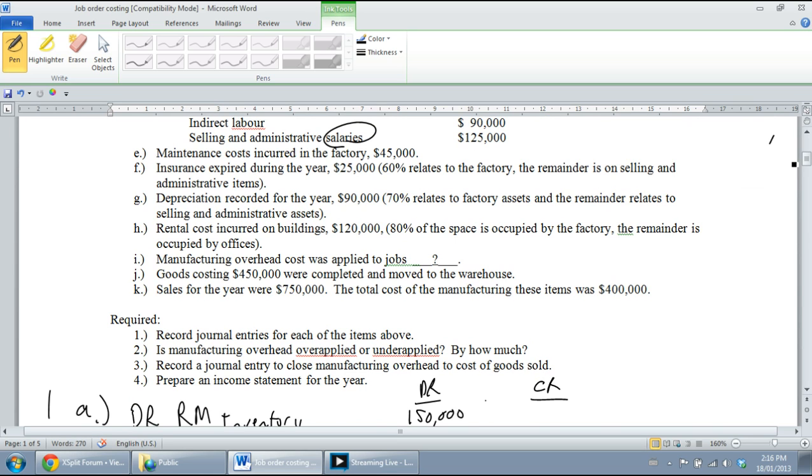Next, F. Insurance expired during the year, 25 grand. 60% relates to the factory, the rest selling and admin. Okay. Well, the 60% related to the factory, we've got to say, what is insurance in the factory? Is it a direct material cost? No. Is it a labor cost? No. Is it MOH? Yes. So 25K times 60% means 15K is MOH. The remainder is selling and admin items. Well, that means 10K I'm going to have to expense. So let's do that.